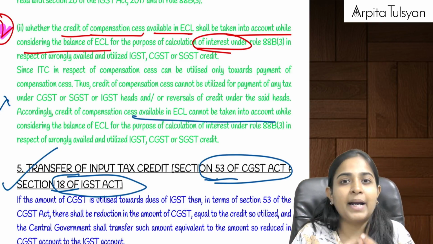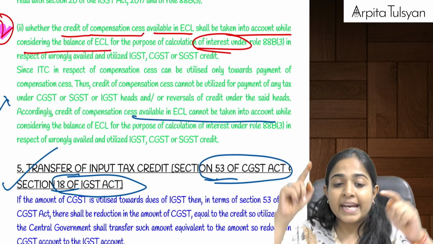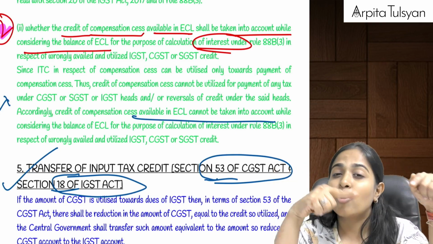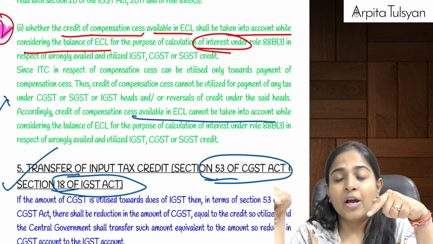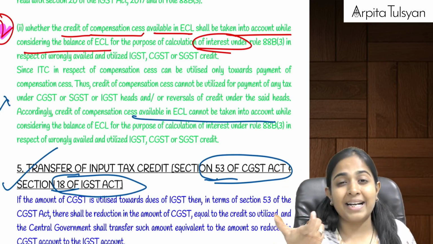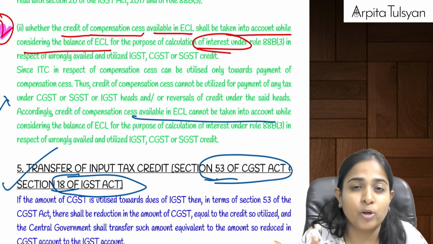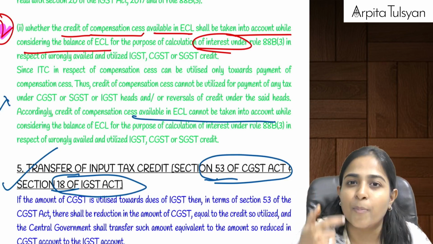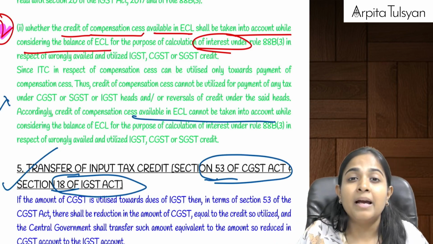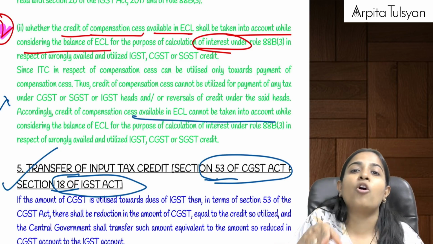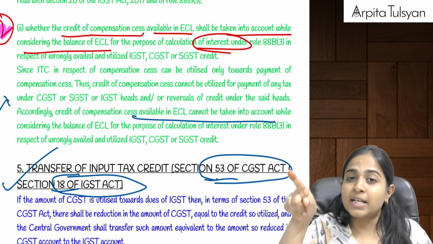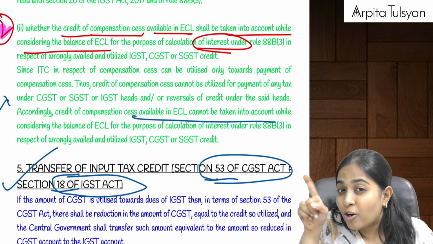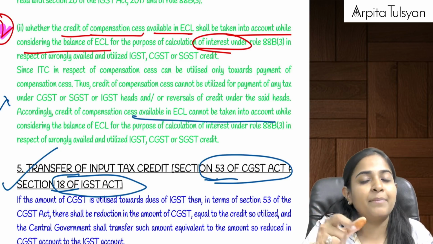Okay, I'll repeat that point again. Just try to understand. If my correctly availed ITC was 20 lakhs, my wrongly availed ITC was 10 lakhs. Okay, total amount of ITC available with me at that time is equal to 30 lakhs. Now till here the government has no problem. When will the government have a problem? When you start utilizing the wrong credit. Means, can you utilize up to 20 lakh, that is the correct credit? Yes. But once you start utilizing from that wrong 10, at that time the problem starts.